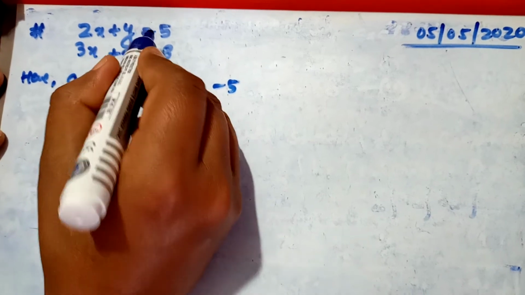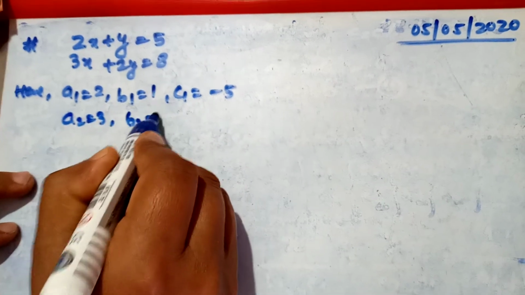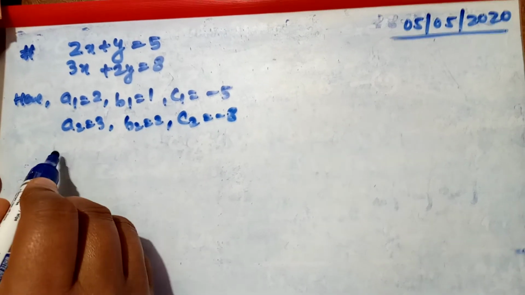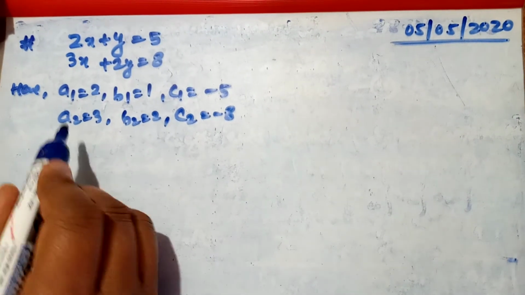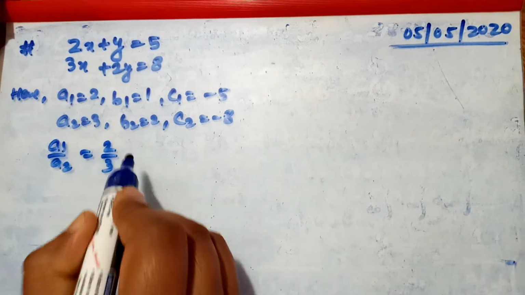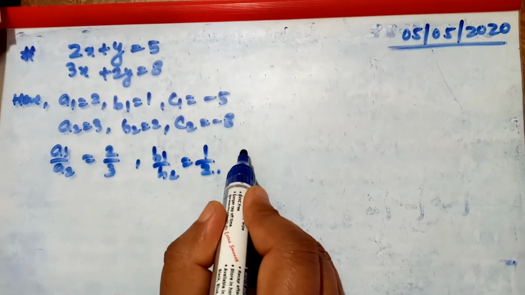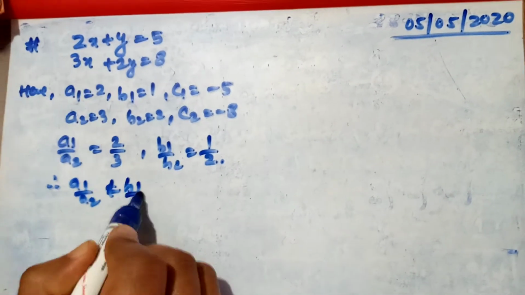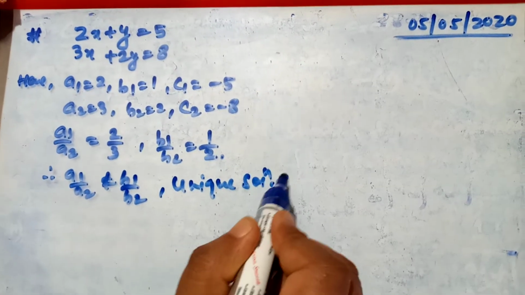I have to take 5 on the left side, minus 5. a2 is 3, b2 is 2 and c2 is minus 8. So if you see this, we can check whether this system will have a unique solution or not, because the cross multiplication method only applies for a unique solution. So a1 by a2 is 2 by 3, b1 by b2 is 1 by 2. It is clearly shown that a1 by a2 is not equal to b1 by b2, meaning a unique solution exists.